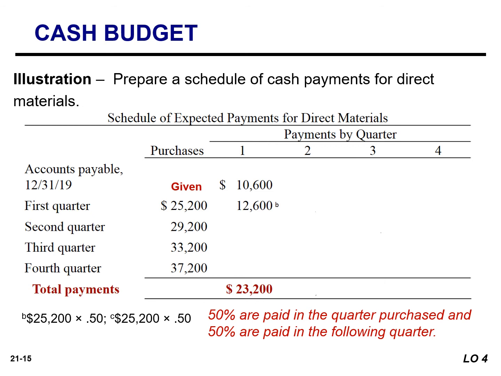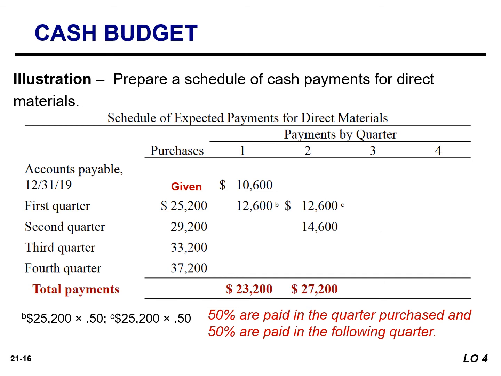In the second quarter, it pays $12,600 for the remaining 50% of the first quarter purchases, as well as $14,600, which is 50% of the second quarter purchases. The total payments in the second quarter are $27,200.